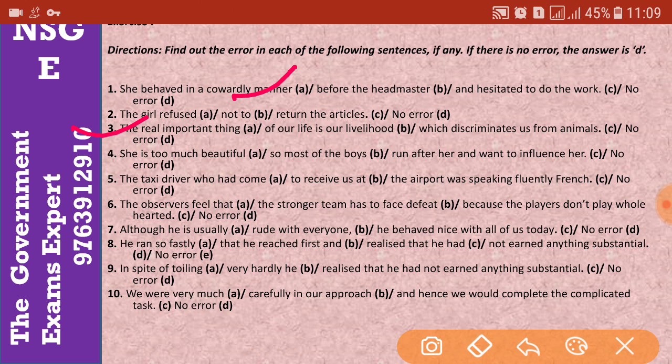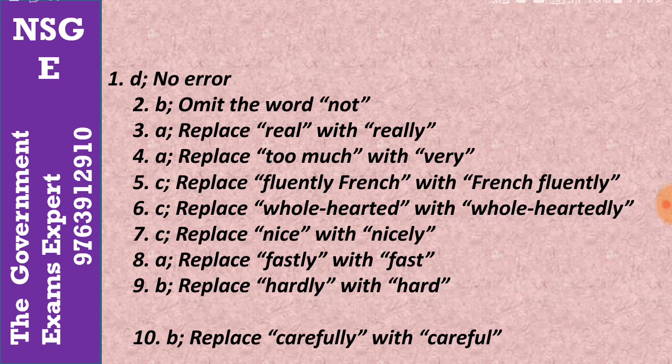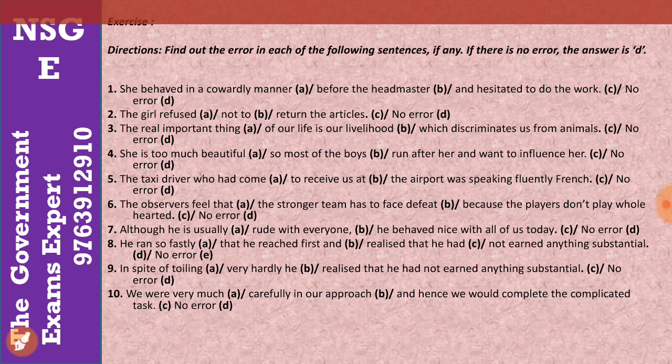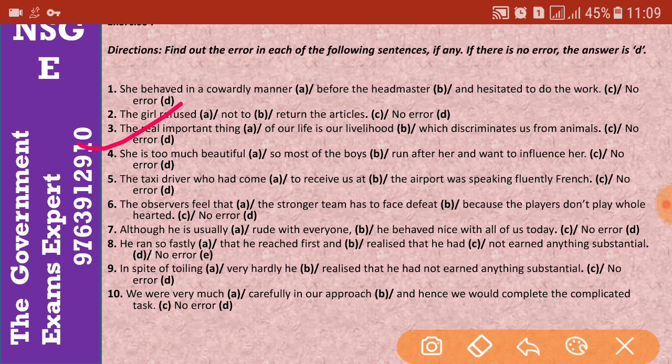The real important thing of our life is our livelihood, which discriminates us from animals. Second and third are very right, you can say, and this phrase is wrong. Why? Because "the real important thing" is wrong. It should be "the really important thing". So replace real with really. Okay, so option A will be the right one for question 3. So don't use real for such type of statement. Let's move on to the next one.